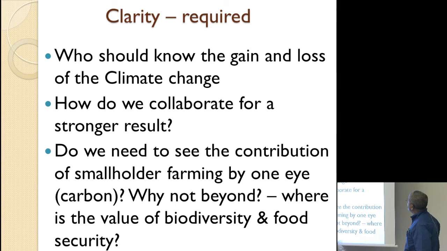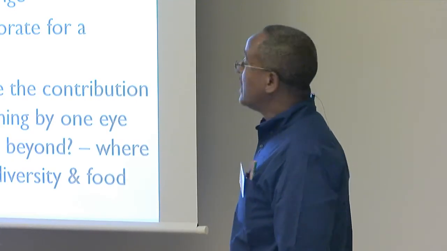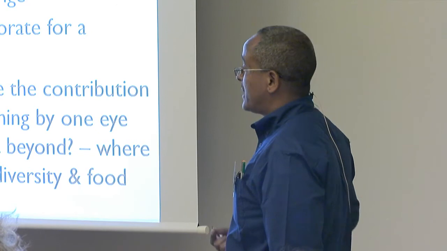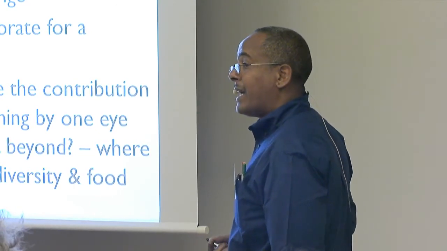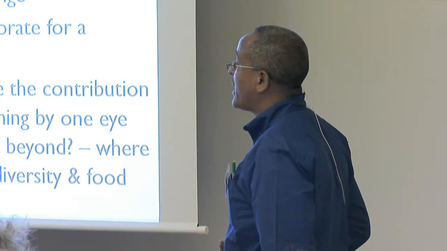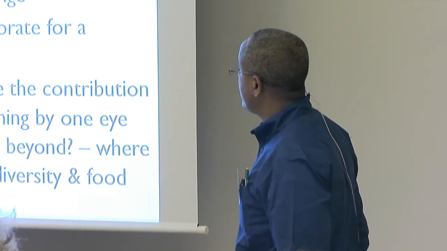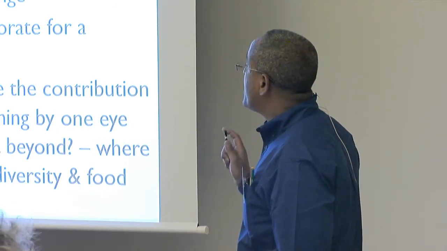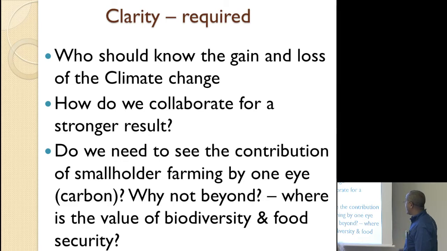Who should know the gain and loss of the climate change? We can discuss this. Who should know? Is that the policy level, the farmer level, or the expert? How do we collaborate for a stronger result? Collaboration, because we are running in different directions, but we don't know where we are meeting for an effective result. Do we need to see the contribution of smallholder farming with one eye, that is carbon only, or why not beyond?